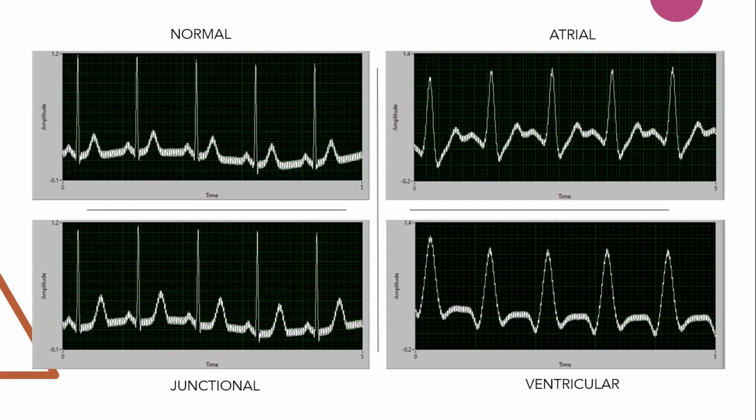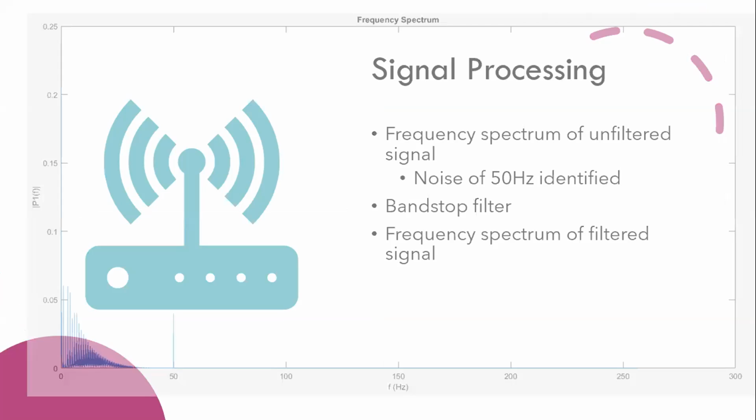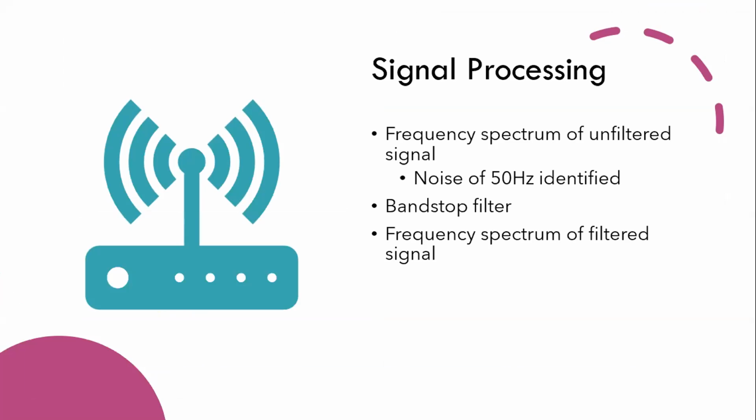different. And now, talking about the signal processing, the frequency spectrum of the unfiltered signal is as shown in the graph, where the noise of 50 Hz was identified. In order to remove the unwanted noise, a bandstop filter was used, and after the application of the bandstop filter, the frequency spectrum of the filtered signal was obtained as shown.